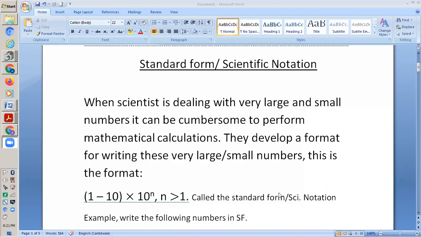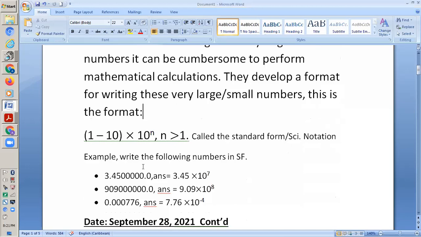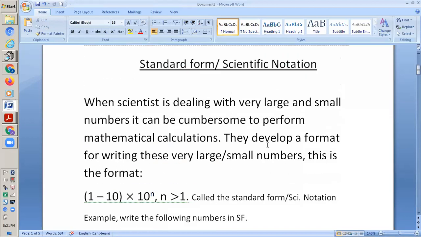What is that specific way? So it's 1 to 10 multiplied by 10 to the n, where n is greater than or equal to 1. I will explain all of this. There are two phrases that we use to describe this: it's either standard form or scientific notation.